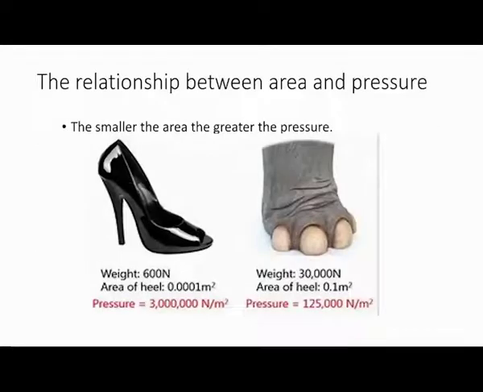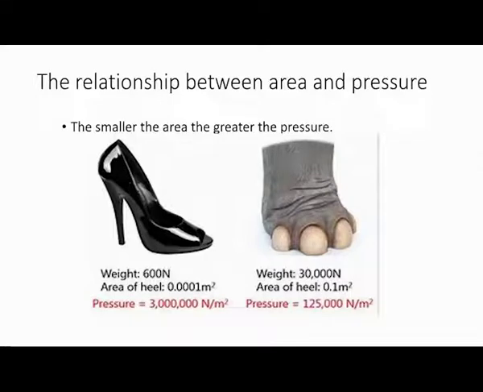The diagram shows the relationship between pressure and area. The relationship between pressure and area is that the smaller the area, the greater the pressure. For example, we have high-heeled shoes. The weight of the person wearing this pair of shoes is 600 Newton, and the area in contact with the ground is 0.0001 meter squared.